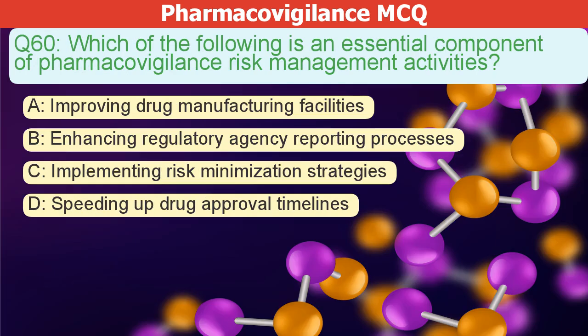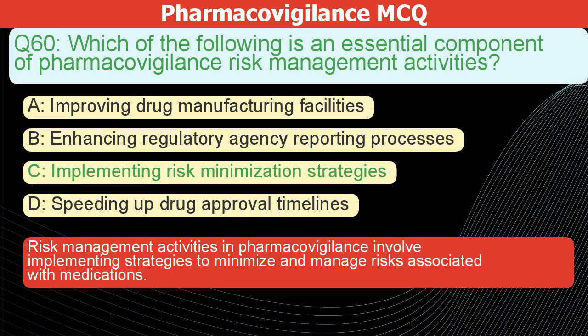Which of the following is an essential component of pharmacovigilance risk management activities? A. Improving drug manufacturing facilities. B. Enhancing regulatory agency reporting processes. C. Implementing risk minimization strategies. D. Speeding up drug approval timelines. The correct answer is C. Risk management activities in pharmacovigilance involve implementing strategies to minimize and manage risks associated with medications.